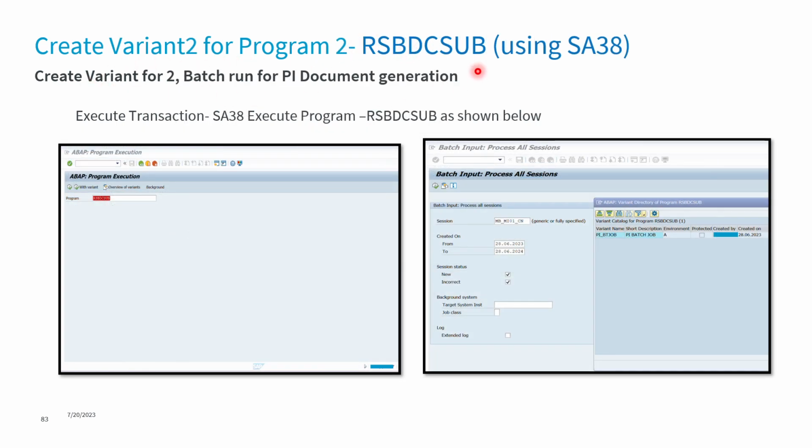Then create a variant for program 2, which is RSBDCSUB. To schedule this program, we have to use SA38, which is nothing but ABAP program execution. Go to SA38, put the program name, which is this. Then the system will ask the session name. So put session MB_MI01_CN. Put the date range. Okay. And then create the variant. Just save it as a variant so that you will get two variants which need to be scheduled in the background.